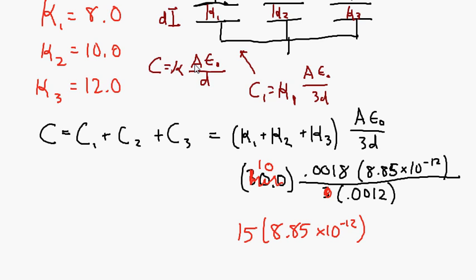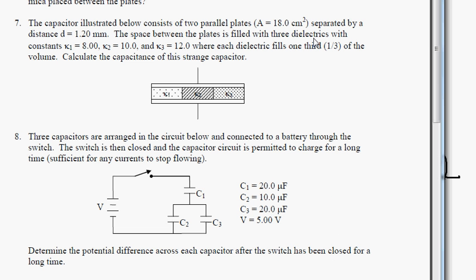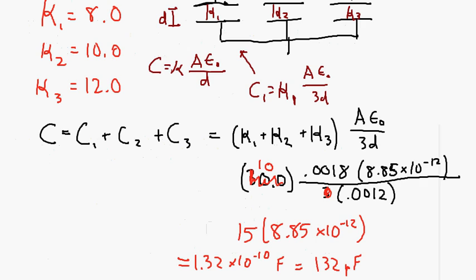So this is going to be 1.32 times 10 to the minus 10 farads, which is 132 picofarads, which is really tiny, but I suppose it's not a very big plate, and that's kind of a wide distance, so maybe that's par for the course. But anyway, did I do that right? Yeah, I did everything. Okay.